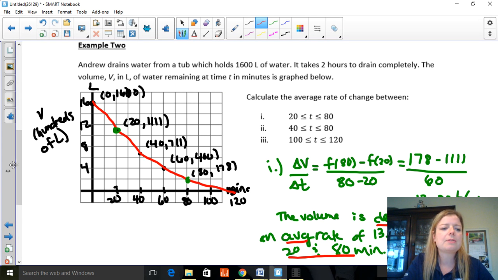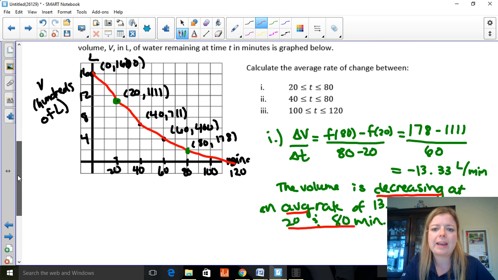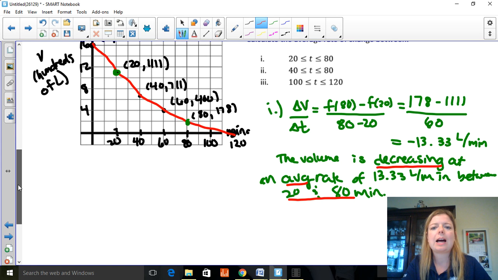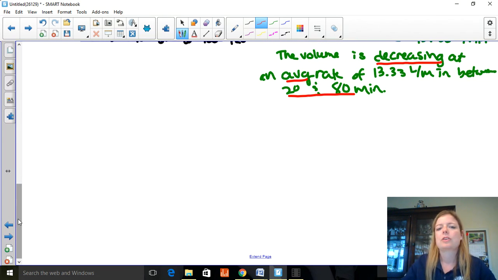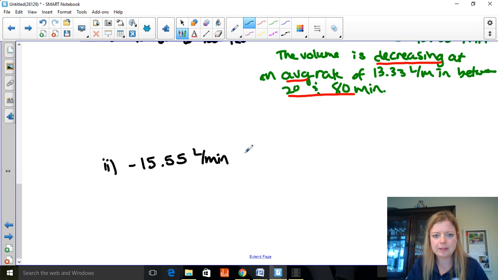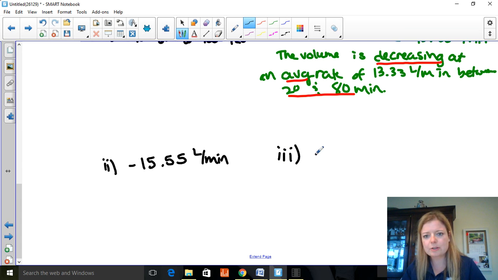I want you to use this knowledge to try to do the exact same thing between 40 and 80 seconds, using the same notation, and between 100 and 120 seconds. The answers you should get are, for the second one, minus 15.55 liters per minute. And for the last one, you should get minus 2.2 liters per minute.